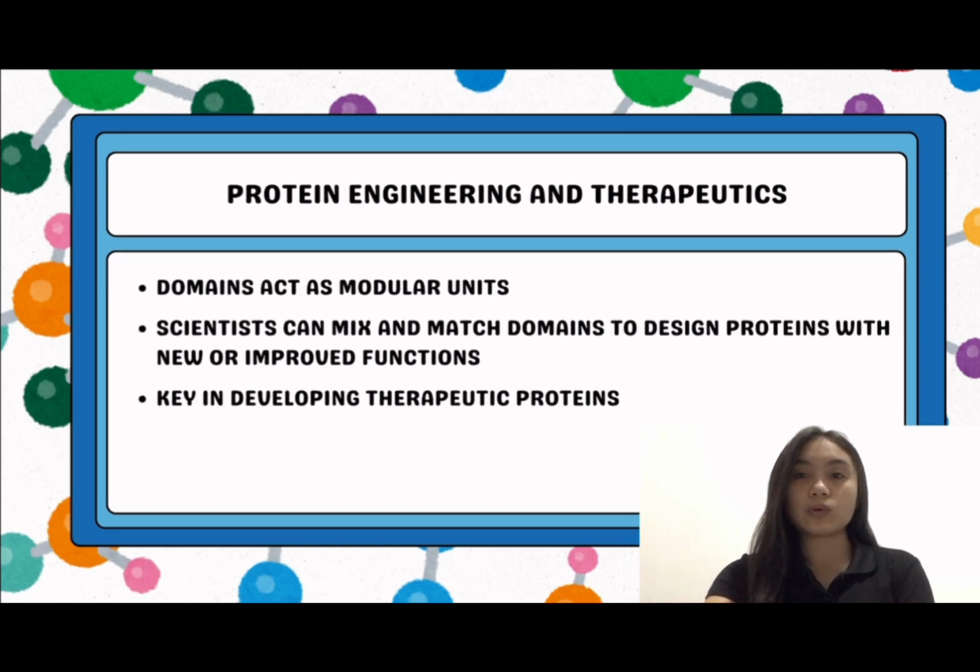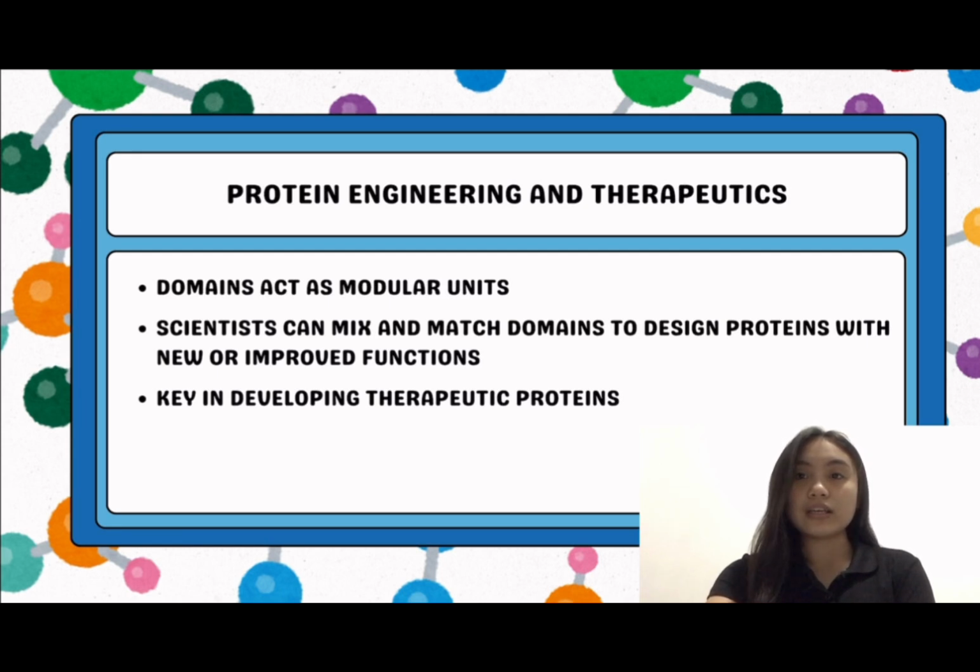Next, in protein engineering, domains are like building blocks. So since they can function independently, scientists can mix and match them to design custom proteins with new or improved functions, like tools with added features.